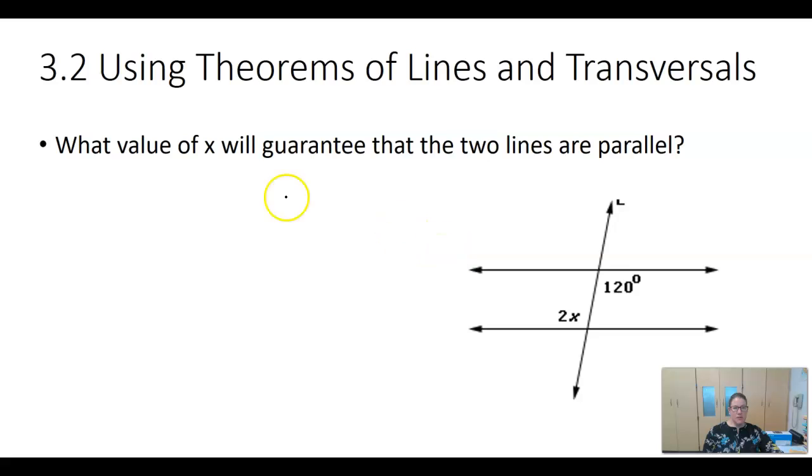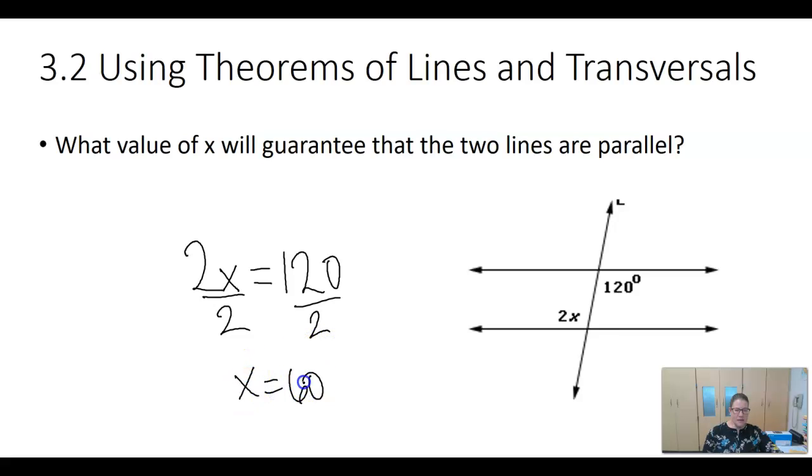On this one, we want to find a value of x that will guarantee the lines are parallel. So it's not telling me whether the lines are parallel or not, but it's asking me to find the value of x that would make them parallel. Because these two angles, 120 and 2x, are alternate interior angles, I know that they must be congruent for the lines to be parallel. So to find the x value that will make them parallel, I set 2x equal to 120 and then solve for x. So if x equals 60, then these two angles will be congruent, and if these two angles are congruent, then the lines are parallel.